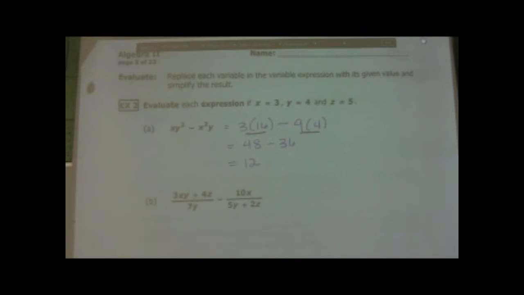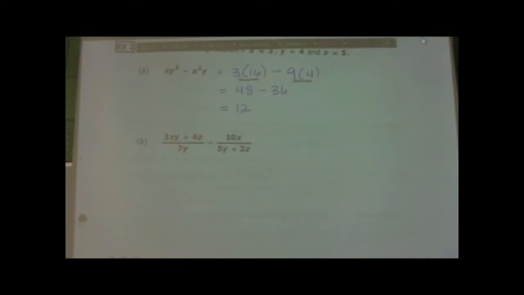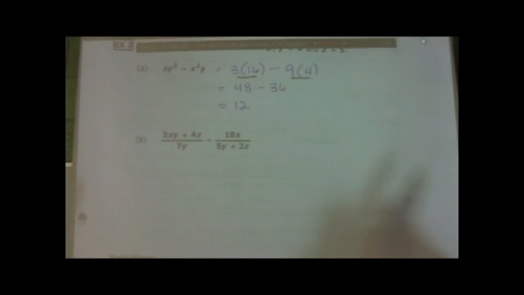All right, B, this is a very complex variable expression. So let's take a look at it. I'm going to write this all out, putting the values of the variables in there. 3 times x times y, so 3 times x, which is 3, times y, which is 4, plus 4 times z, which is 5. All I'm doing is putting in the values for the variables. Over 7 times y, which is 7 times 4. Next, I've got a minus.